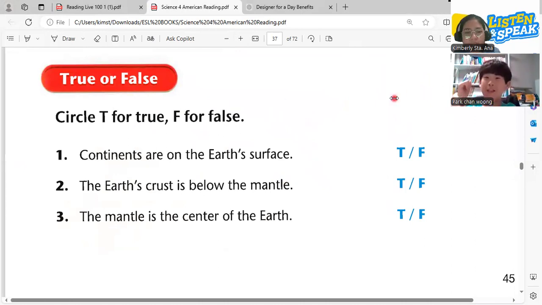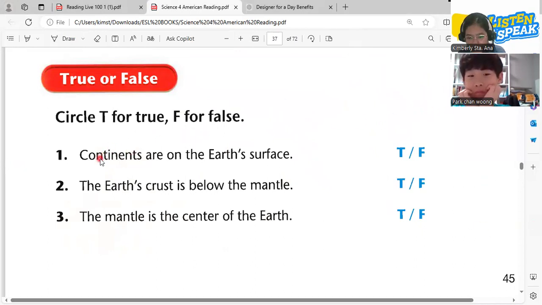Okay, so let's have this one. We have a true or false activity down here. You need to tell me whether it's true or false. Oh, please, no. Evan, you know that our classes are being recorded, right? Yes. So your parents might see what you're doing during our class. So please make sure that you behave, okay?